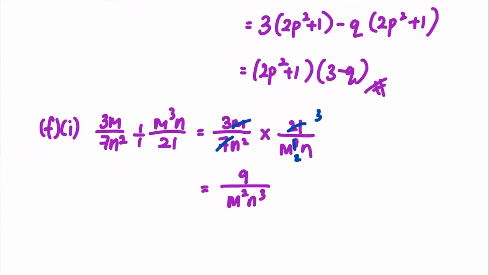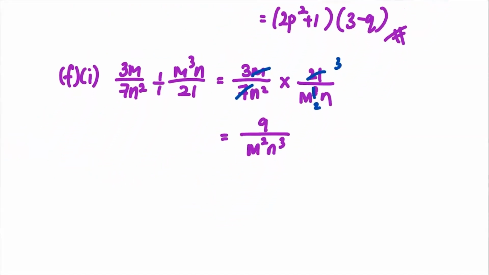There is a strategy if you want to check whether your final answer is correct for this kind of question: sub in a random value for m, sub in a random value for n, and check left and right. If the answers come out the same, you're most likely correct. That's just another strategy.